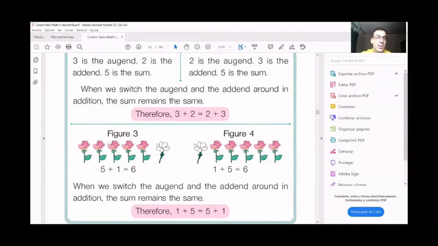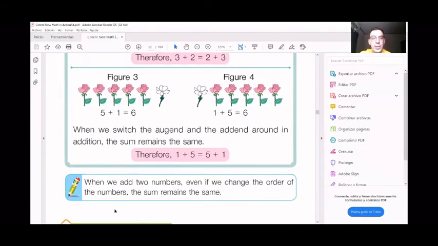Okay, we have pink flowers and white flower. What is this flower? Okay, this is white flowers and pink flowers. 5 pink flowers plus 1 white flower equals 6. And if we switch the order, you see the answer is still the same. 1 white flower plus 5 pink flowers, we got 6 flowers in total.